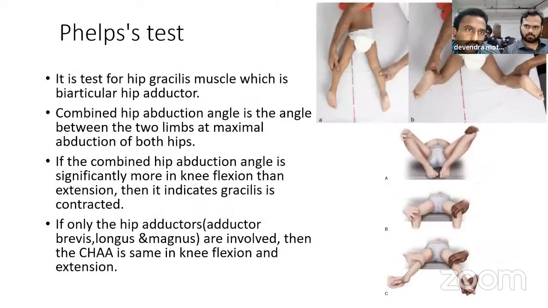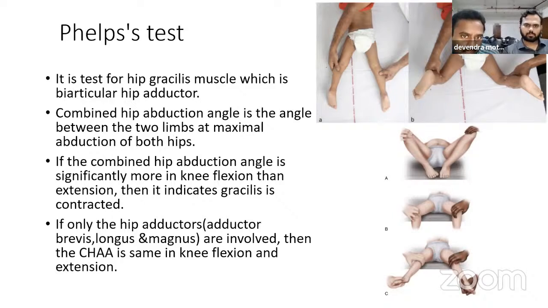So, coming to the adductors, sir, to differentiate between adductor and hamstring contractures, we can do the Phelps test. It is a test for gracilis, which is a biarticular hip adductor.